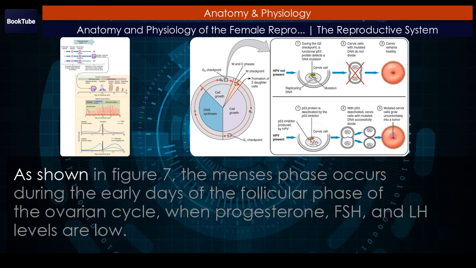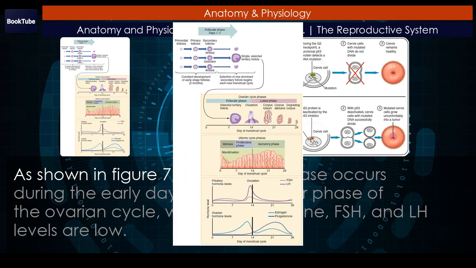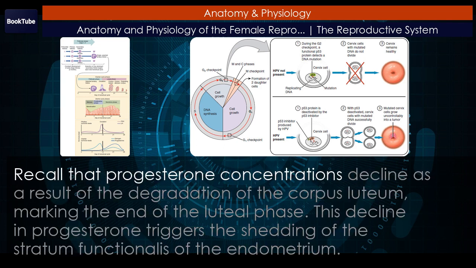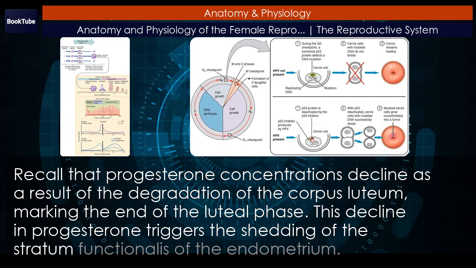As shown in Figure 7, the menses phase occurs during the early days of the follicular phase of the ovarian cycle, when progesterone, FSH, and LH levels are low. Recall that progesterone concentrations decline as a result of the degradation of the corpus luteum, marking the end of the luteal phase. This decline in progesterone triggers the shedding of the stratum functionalis of the endometrium.